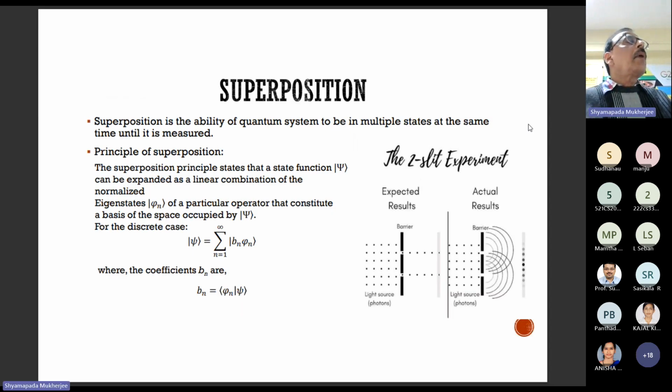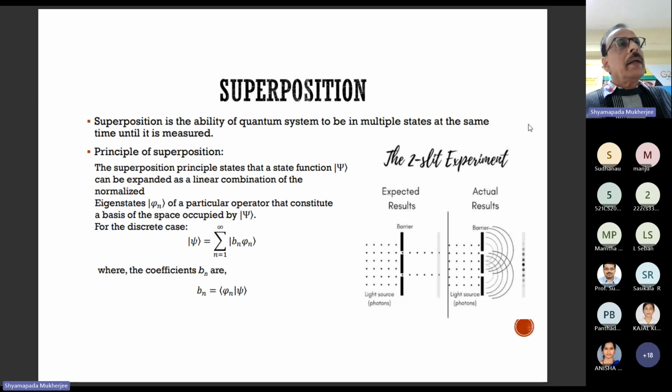Then quantum computation makes use of superposition. Superposition you have heard about. Already I have told you the qubit is written as a linear combination of A|0> plus B|1>, where A and B are complex numbers, but these 0 and 1 are two states. So it is a linear combination of two states. That property is called your superposition.